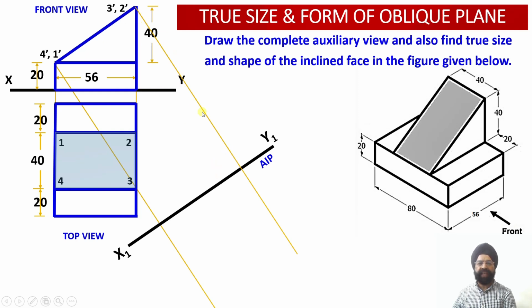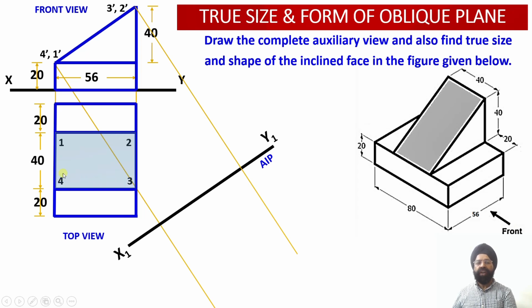So these two projector lines happen to be perpendicular to this auxiliary inclined plane, and the projection which will be obtained on the auxiliary inclined plane, that is the auxiliary plan projection. So the auxiliary plan projection which will be obtained over here will provide us with the true shape of this cut section which has been marked as 1, 2, 3, 4.